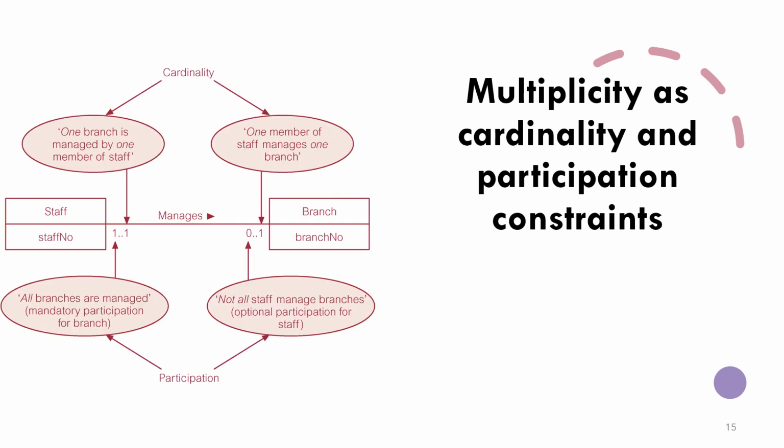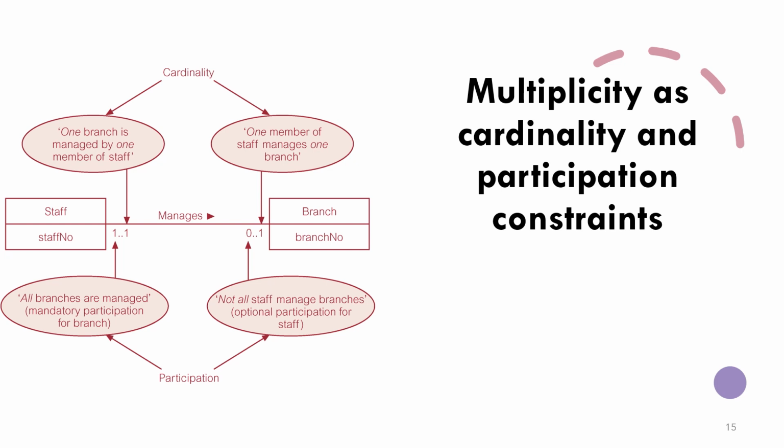Okay. Multiplicity as cardinality and participation constraint. This is an example. This is a class Staff, and this is a class Branch. Staff manage branch. Branch is managed by the staff. This is the cardinality.